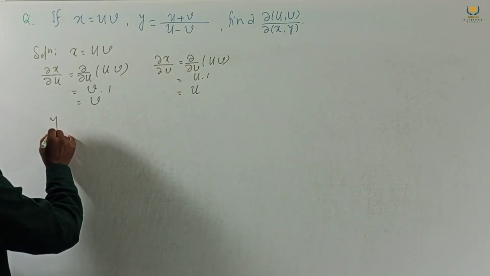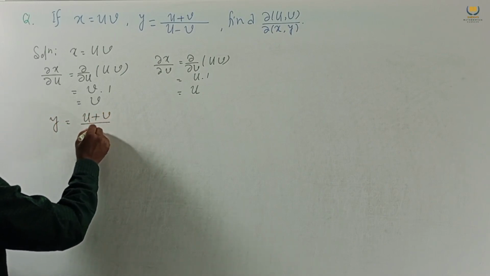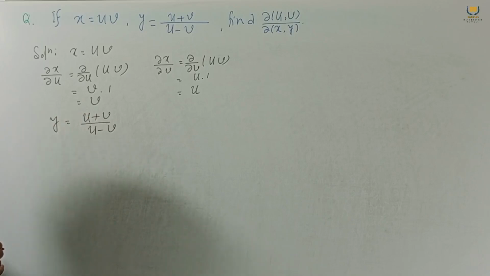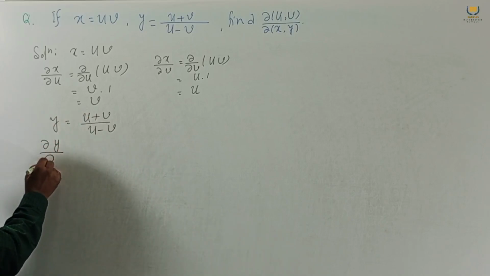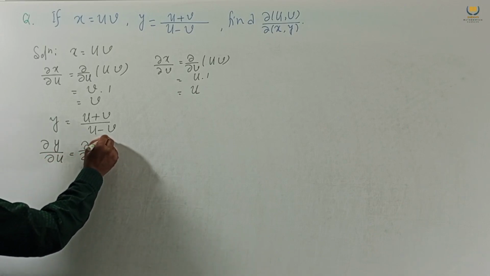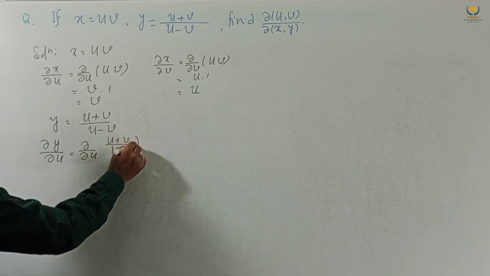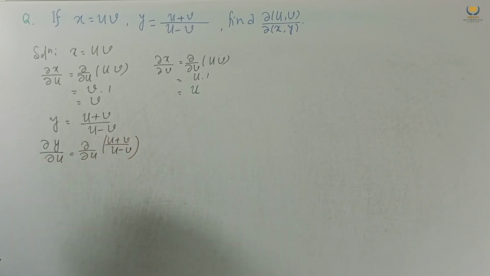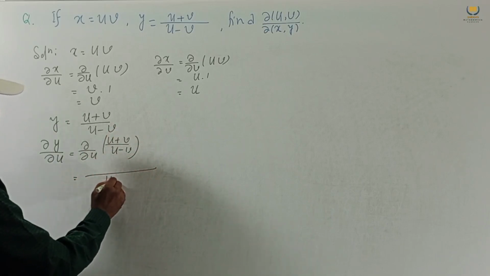Next, y equals (u plus v) by (u minus v). First we differentiate with respect to u partially, then ∂/∂u of (u plus v) by (u minus v), we get this. This is our division rule, the quotient rule. Then denominator whole square.